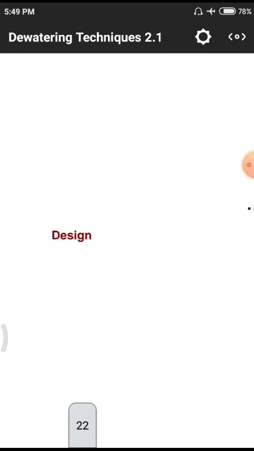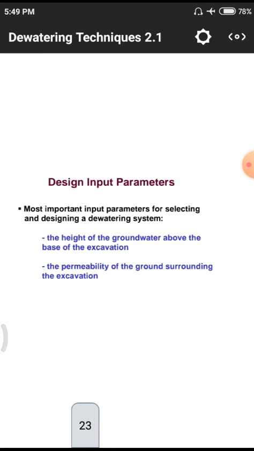Next one, how we have to design. What are the parameters responsible for the design? Most important input parameters for selecting and designing a dewatering system are the height of the groundwater above the base of the excavation. That means in which place we are going to do this excavation. At that particular place, what is the groundwater level? Is it above the ground level or below the ground level?